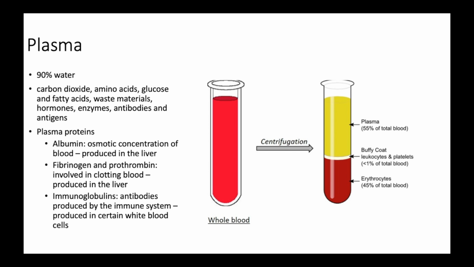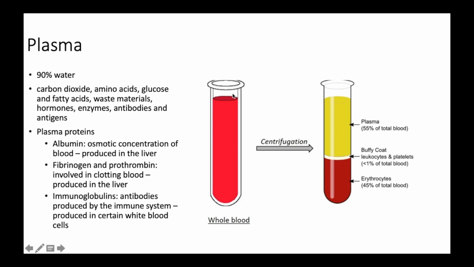So albumin is a blood protein that encourages water to come near it or get attracted to it. So it encourages water to maintain itself in the blood vessel specifically. If we lose albumin, then we're going to lose blood volume in the vessels. Fibrinogen and prothrombin are involved in clotting the blood, and they're also produced in the liver. And immunoglobulins are antibodies produced by the immune system, produced in certain white blood cells.